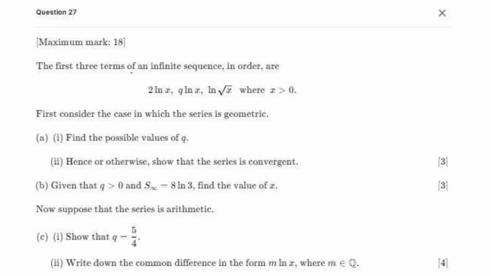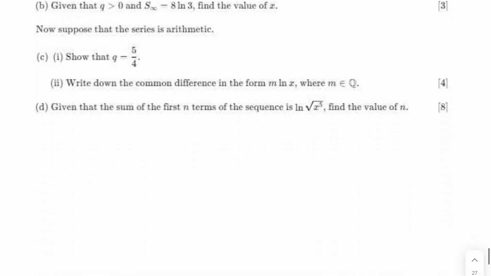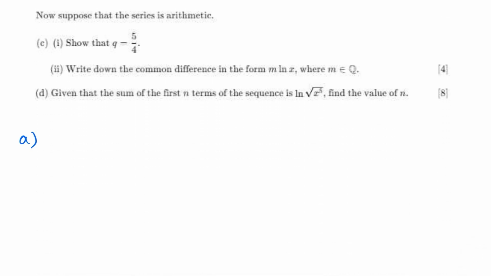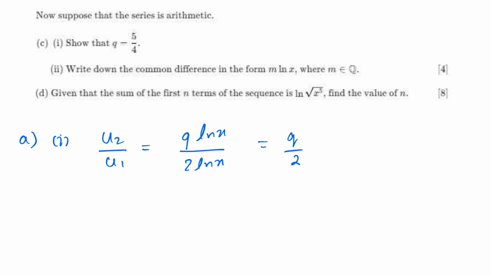It says that the first three terms of an infinite sequence are 2 ln x, q ln x and ln root x. If it is geometric, find the possible values of q, hence or otherwise show that the series is convergent. If at all it is geometric, you have to find the second term divided by the first term. Second term is q ln x and the first term is 2 ln x. So ln x gets cancelled. The common ratio is q upon 2.